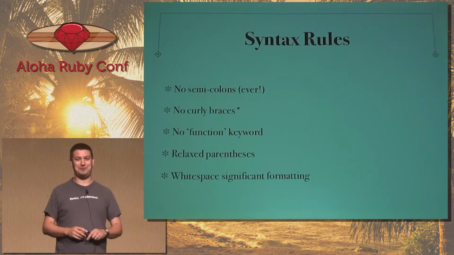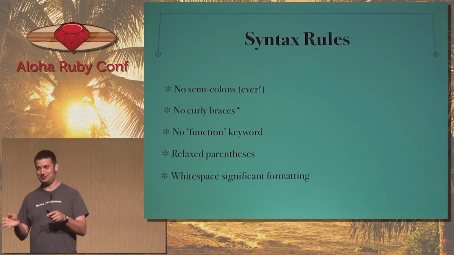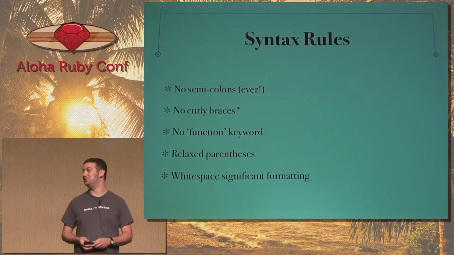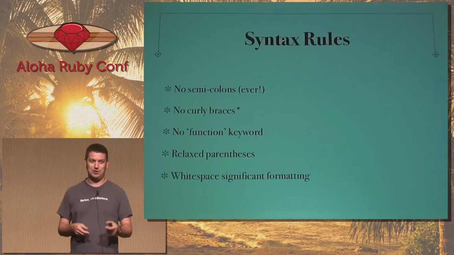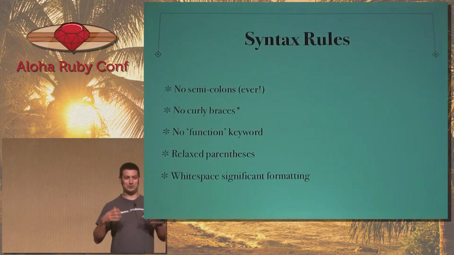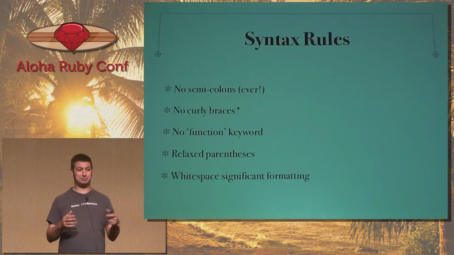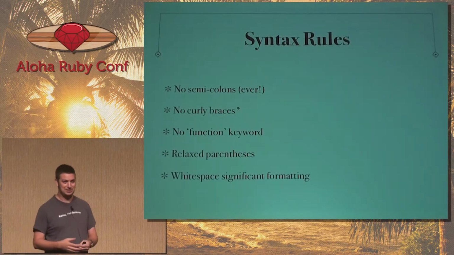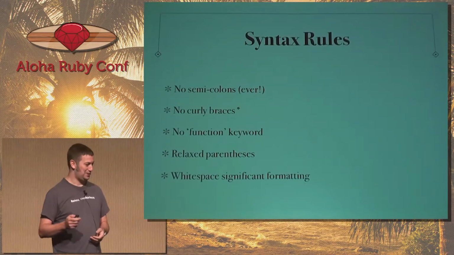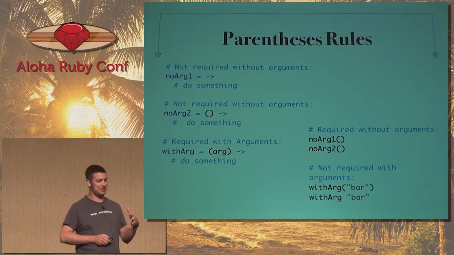So there are no semicolons ever in CoffeeScript. So there is no debate in the CoffeeScript community as to should you use semicolons, should you not use semicolons. You can't. The compiler will actually kick them out and yell at you and tell you that semicolons are bad. There are no curly braces with a few exceptions, because every language has exceptions. There's no function keyword. There are a couple of the keywords we don't have. There are relaxed parentheses rules, and they're very similar to Ruby's, but again, with a few conditions. And it is whitespace significant. And that's one I get all the time. But let's look at parentheses rules first before we talk about some of the other ones.